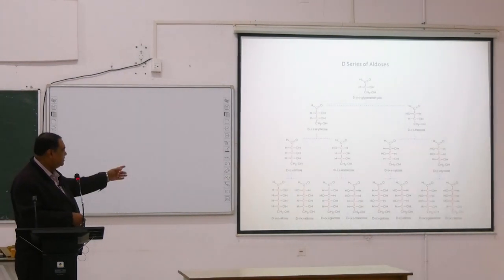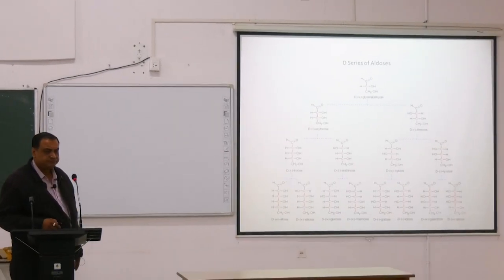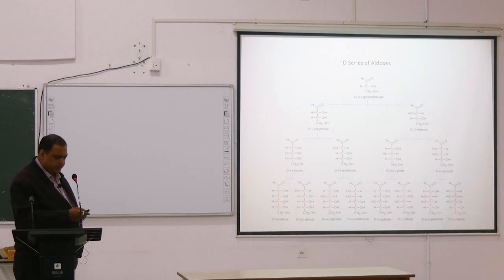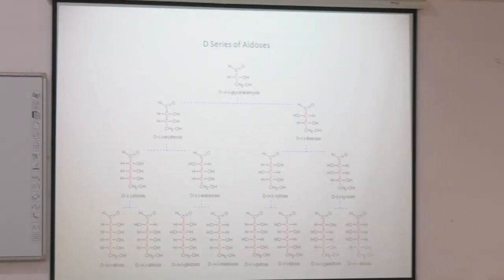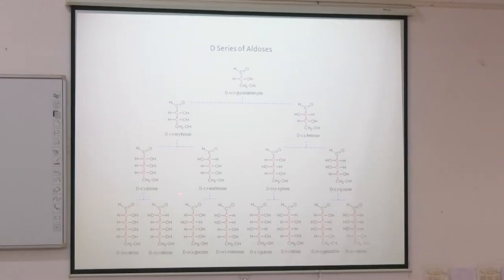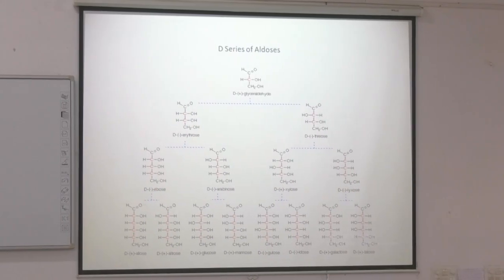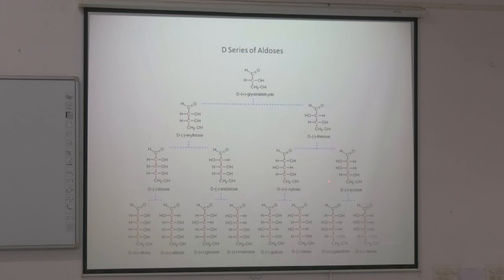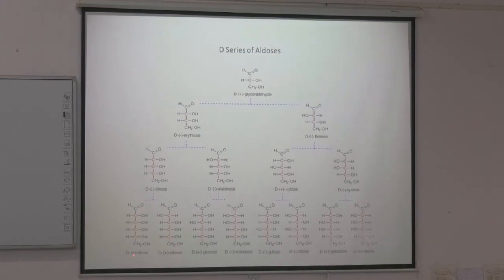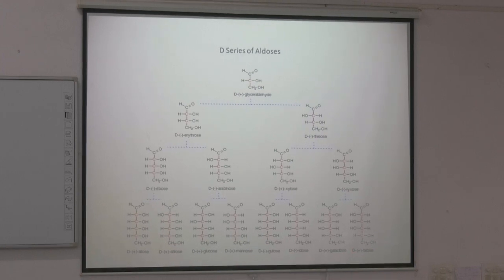Have you heard any name from here before? Which one, bolo? Quickly. Have you heard glyceraldehyde before? Yes. Erythrose and triose, have you ever heard? No. Ribose you heard, right? Arabinose you might have heard, right? Xylose you might have heard. Then glucose, mannose, galactose. These three you might have heard. Others you may not have heard about.